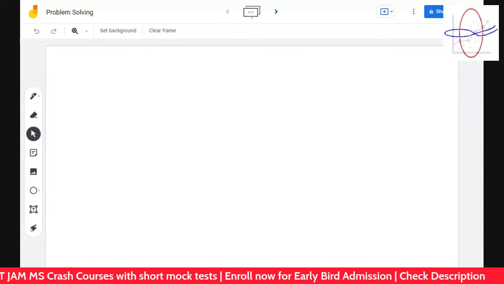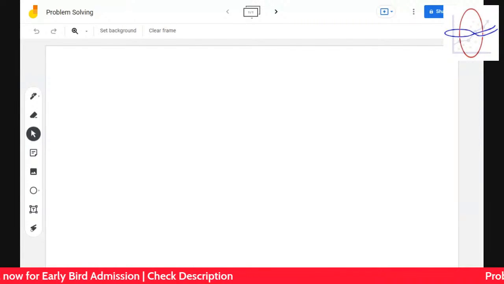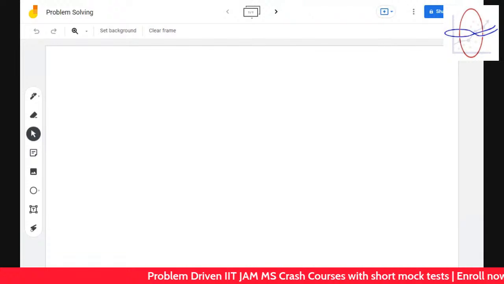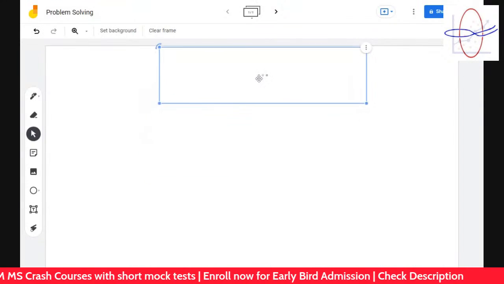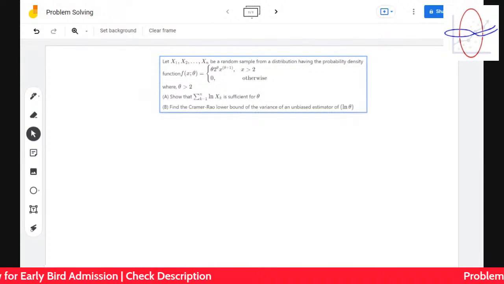Did you do the Cramér-Rao bound, guys? Cramér-Rao bound is done? No. Okay, so this will be done this week. Anyways, let's do the part that we can understand. This is from our assignment, and let's do this problem together.